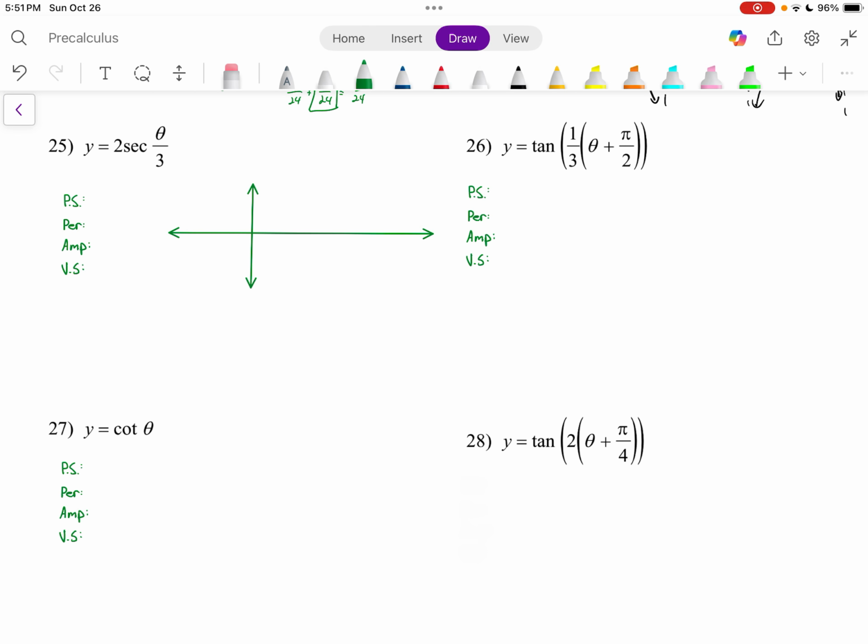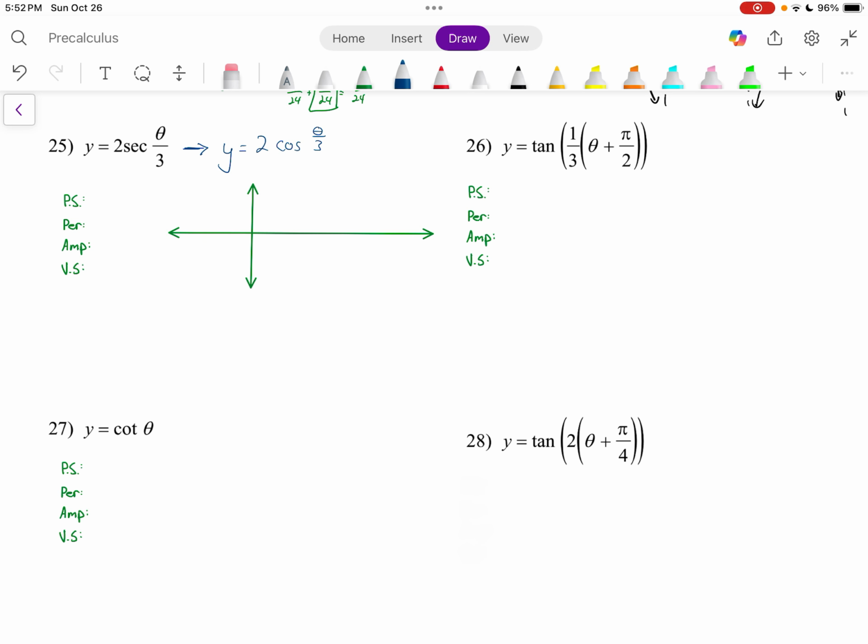Here we go with our last four from this test review. Number 25 is y equals 2 secant of theta over 3. Going to be very much like number 24, which was on the previous video. Remember, what we're going to do is start by graphing y equals 2 cosine of theta over 3, because that's the reciprocal.